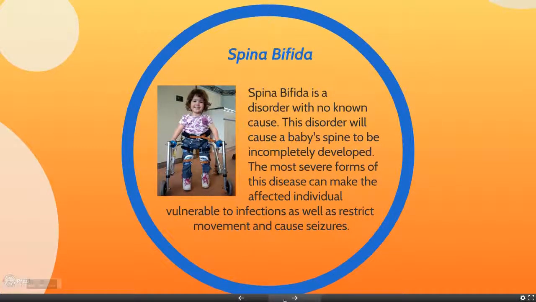Spina bifida has no known cause. This disorder will cause a baby's spinal cord to fail to be completely developed. The disorder can cause the child to have restricted movement, muscle weakness, and more.